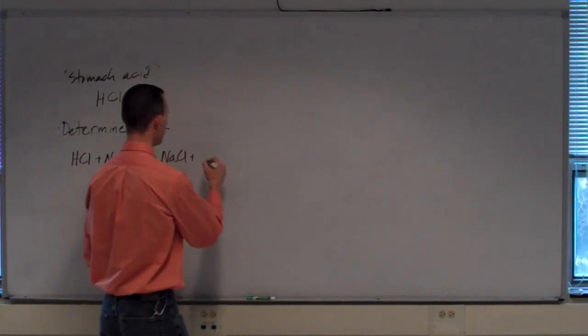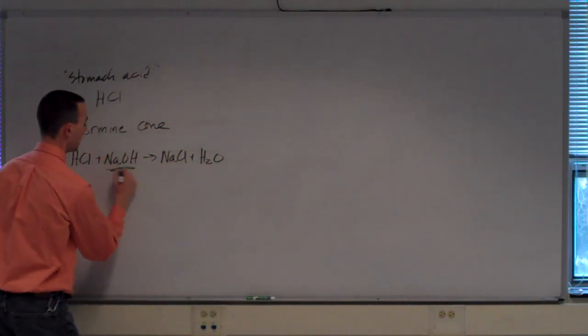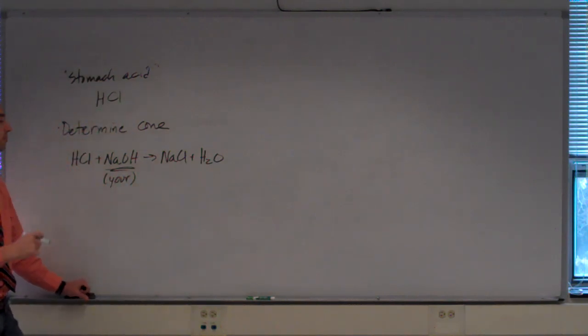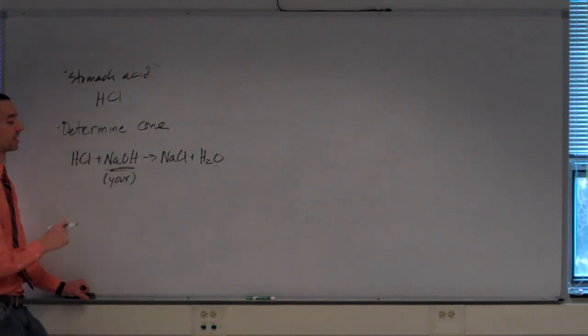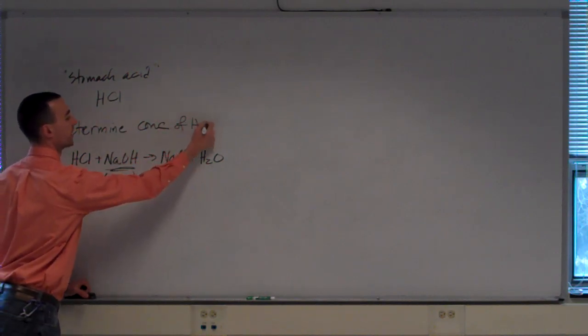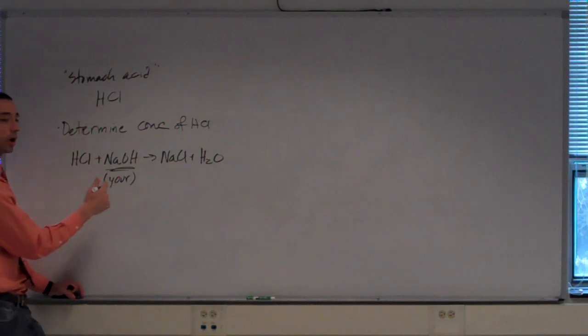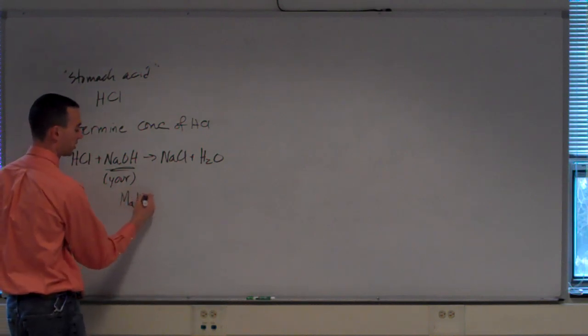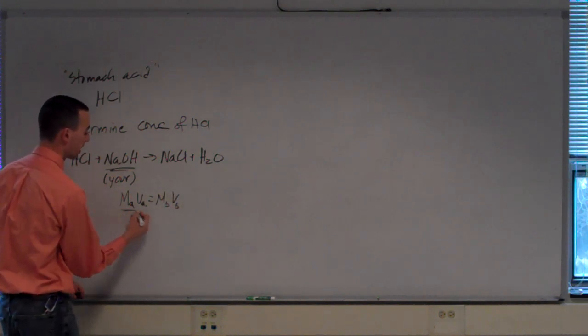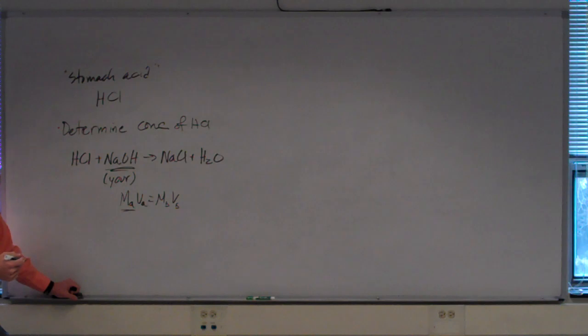You're going to be using your NaOH that you created a few labs ago, or a previous lab when you did an acid-base titration. So you already know its concentration, and thus by tracking in a titration, you can determine the concentration of the HCl. This is a 1-to-1, so it'll be very appropriate to use our MAVA equals MBVB to help you calculate the molarity of your acid.